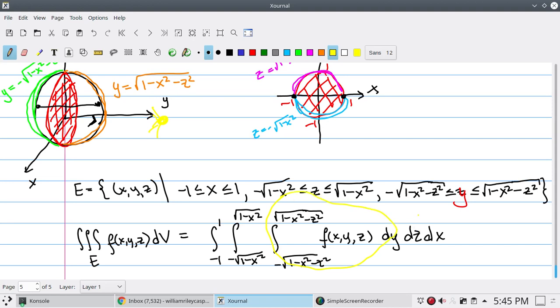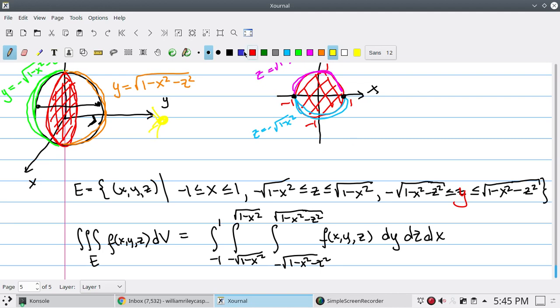The middle integral is the integral from minus the square root of 1 minus x squared to the square root of 1 minus x squared with respect to z, and those are exactly the z bounds, so that checks out as well. And then the outermost integral is the integral from minus 1 to 1 with respect to x, and those are my x bounds, so that matches up too. So this shows how to do this integral setup using case 2 for integrating over the sphere.